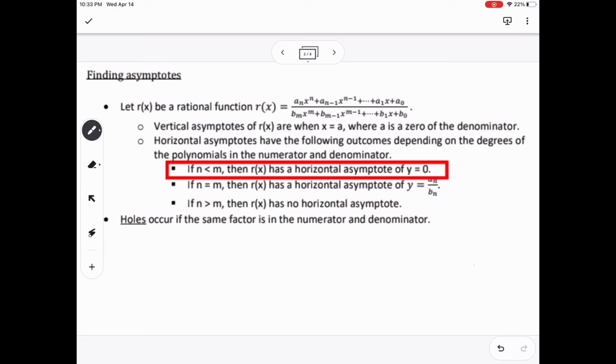Horizontal asymptotes are found based on the degree of the numerator and the denominator of our polynomials. So we're going to say that the numerator's degree is n, and the denominator's degree is m. The one case that we'll talk about today is when the degree of the numerator on the top, n, is less than the degree of the denominator on the bottom. And so in those cases, your horizontal asymptote will be in the form of y equals 0. We'll talk about the other two cases in the upcoming videos.